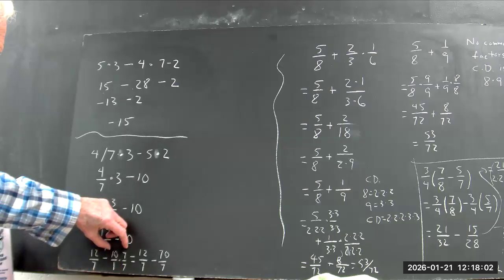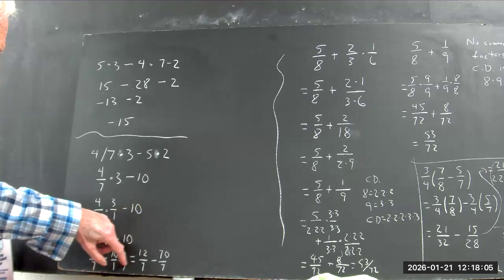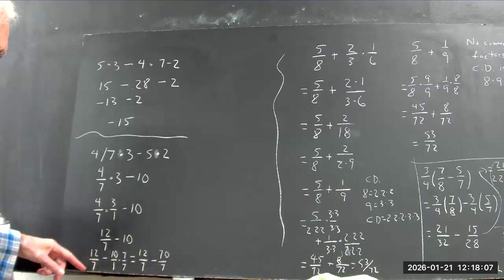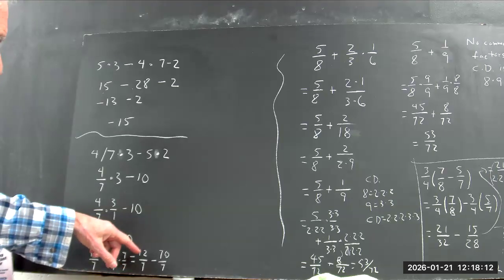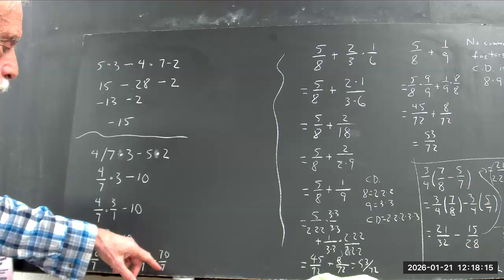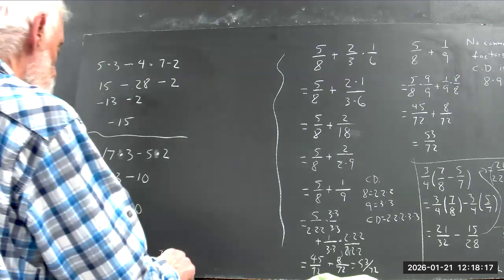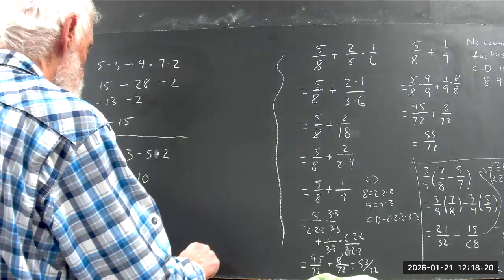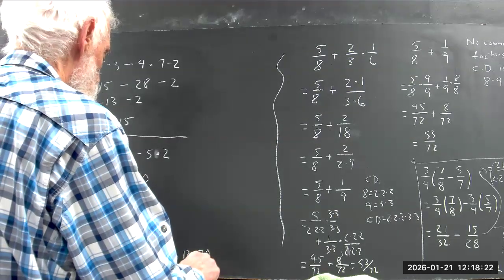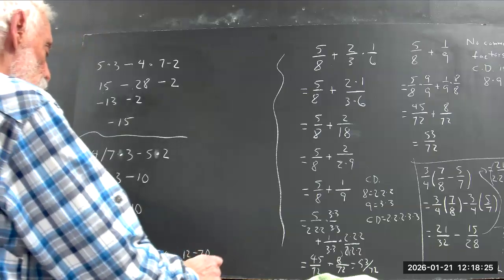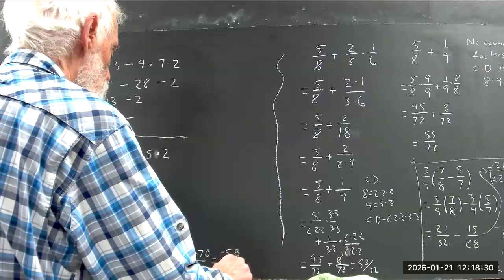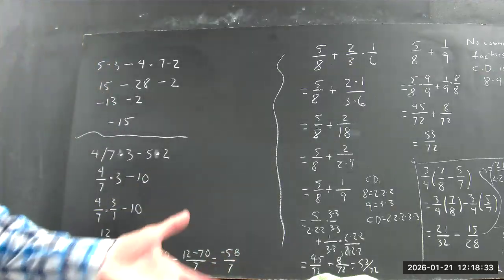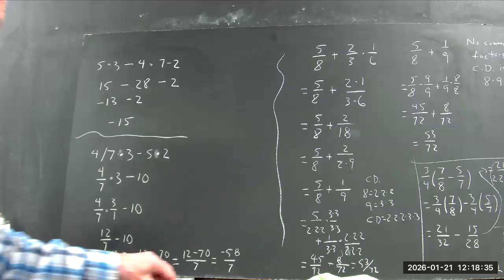We multiply the numerators. 10 times 7 is 70. 1 times 7 is 7. So our 12 over 7 minus 10 over 1 times 7 over 7 becomes 12 over 7 minus 70 over 7. And then that's 12 minus 70 over 7, which is negative 58 over 7. And we're done. Because 7 does not divide into 58, it divides into 56, not 58.